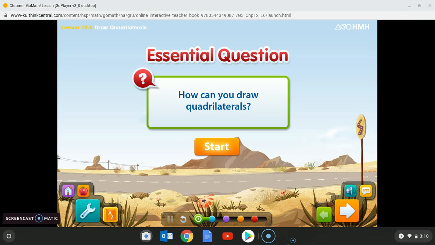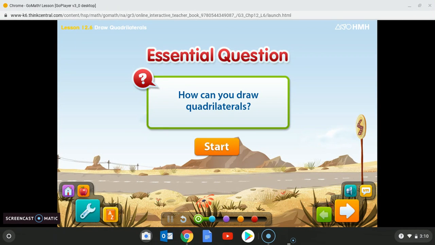So let's review a couple of things that we learned about quadrilaterals. A quadrilateral is a polygon that has four sides and four angles. We've talked about sides and how they're line segments. We've talked about the different kinds of angles, like a right angle, which makes a perfect square in a corner. And then we talked about the four types of quadrilaterals: a square, a rectangle, a rhombus, and a trapezoid.